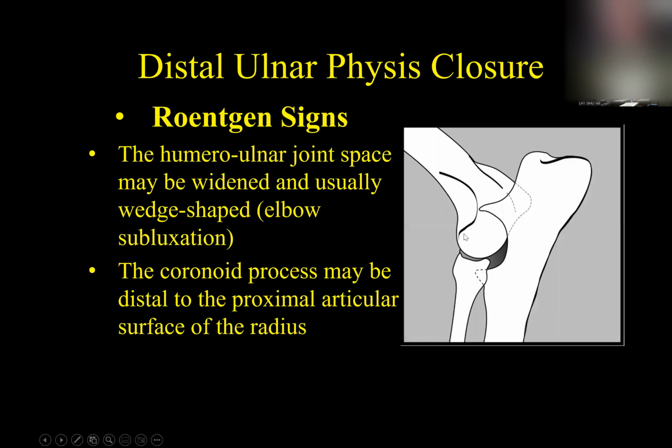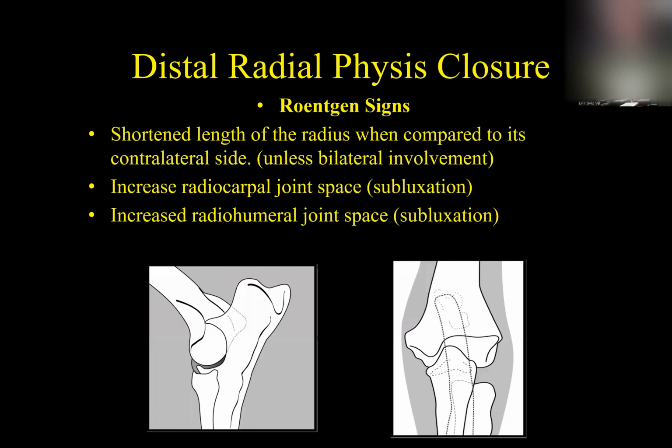Okay, so I end up with the ulna, due to premature closure of the distal ulnar physis, being distally subluxated. It tends to extend further distally than normal, and it leads to an incongruent elbow joint. So we get distal subluxation, so increased joint space between the humerus and the ulna, along with bowing of the radius cranially. Okay, if I get premature closure of the distal radial growth plate, it does the opposite.